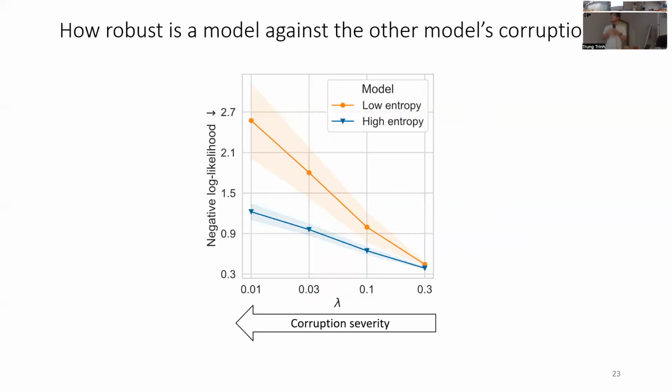We also test each model on the corruption generated by the other model. Here we can see that the low entropy model is less robust to the corruption generated by the high entropy model than vice versa. So this further supports that a higher latent entropy model is better for corruption.